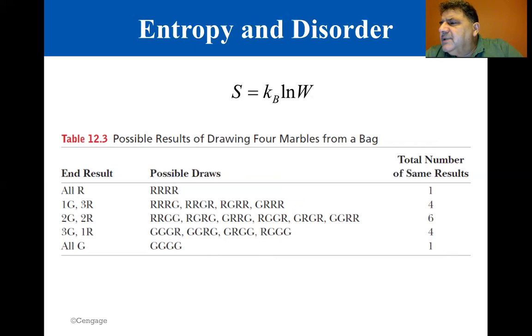The table indicates that there is only one possible way to draw 4 red marbles. There are 4 possible sequences that produce 1 green and 3 red marbles, 6 sequences that produce 2 green and 2 red, 4 sequences that produce 3 green and 1 red, and 1 sequence that produces all green. From our equation, we see that the state with the greatest disorder, 2 red and 2 green marbles, has the highest entropy because it is most probable. On the other hand, the most ordered states, all red marbles and all green marbles, are least likely to occur and are states of lowest entropy.